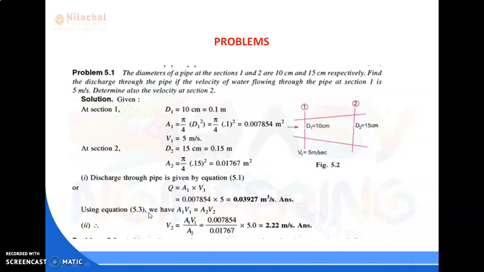By applying the continuity equation A1 V1 equal to A2 V2, here V2 is unknown, so V2 equal to A1 V1 by A2, and by applying this we find 2.22 meter per second. This is the velocity, this is the answer. Similarly you have to solve more problems based on this continuity equation.